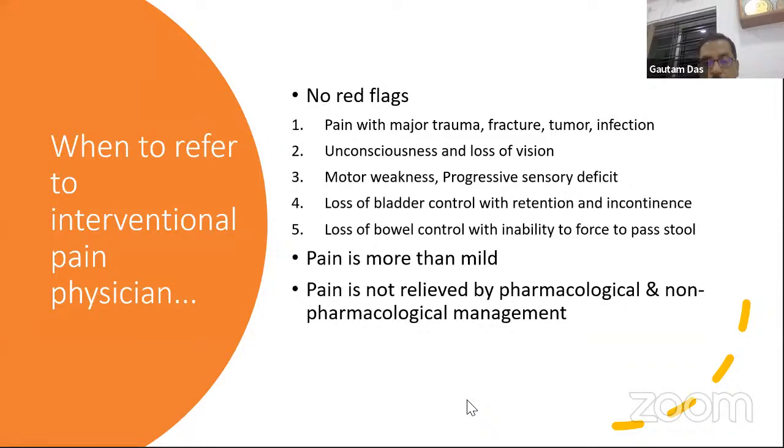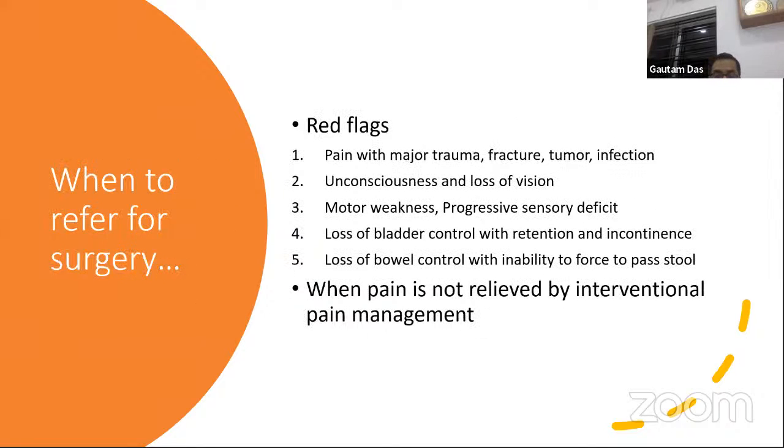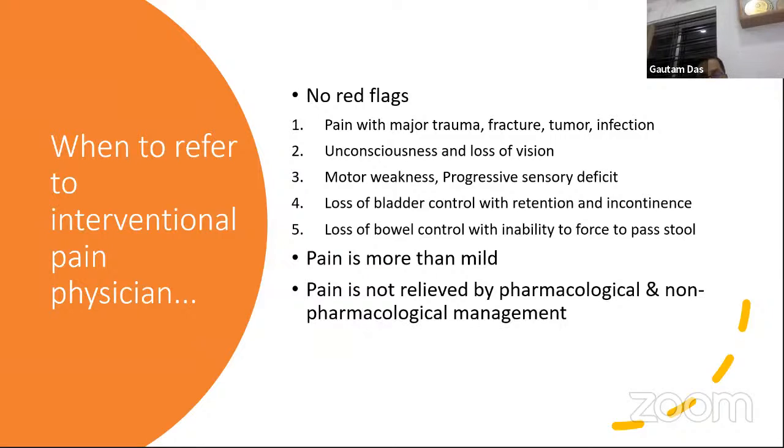Okay, thank you. These two slides are also important: when the patient should be treated by us, and when we should refer the patient to an orthopedic surgeon or neurosurgeon. A very important part is that when there is a red flag, we should always consult our colleagues. When the pain is mild, there is no role for interventions. You should treat this patient conservatively.